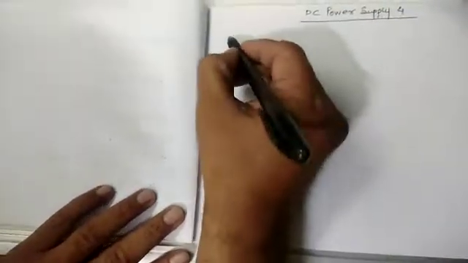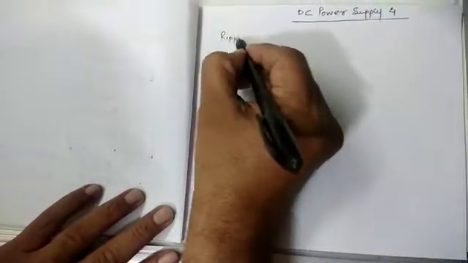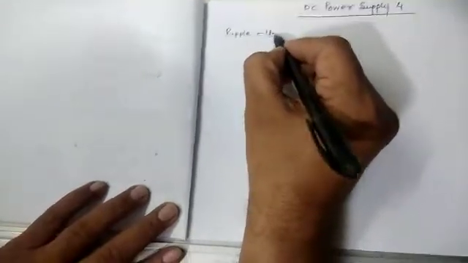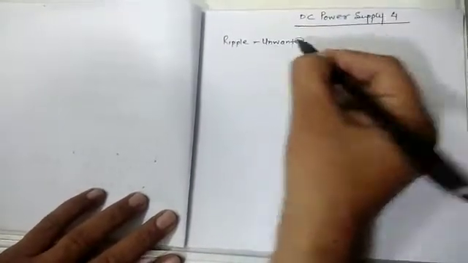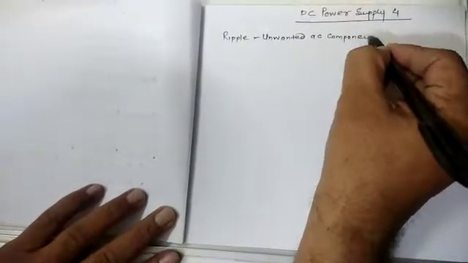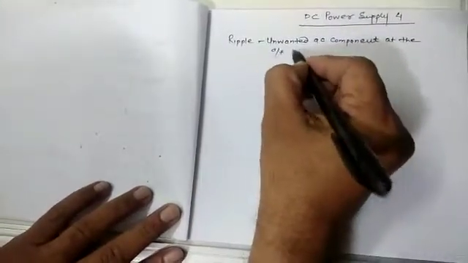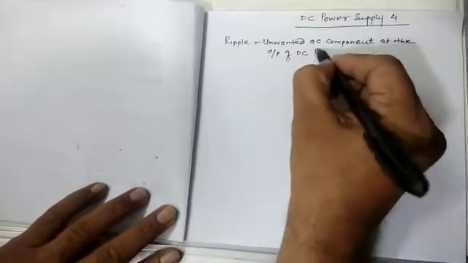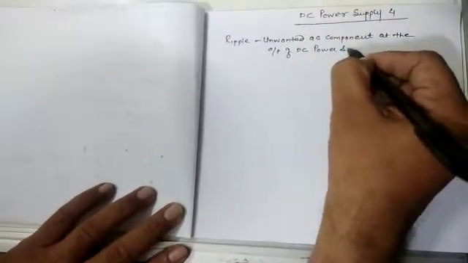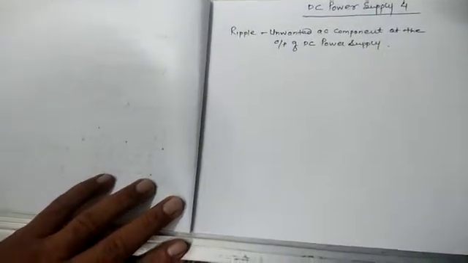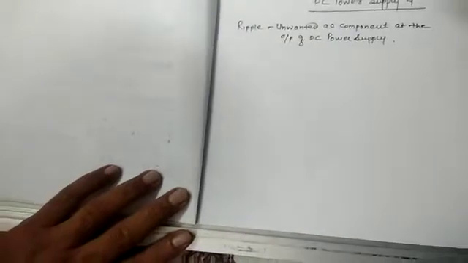Now let's come to the next two factors. One is the ripple in a DC power supply. We all know that ripple is nothing but the unwanted AC component at the output of a DC power supply. A common sense: the thing which is unwanted should be very, very low.